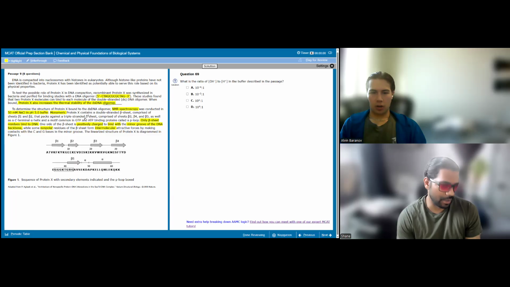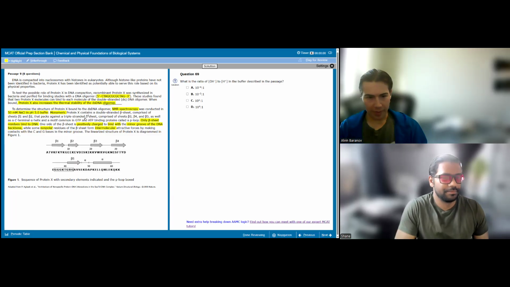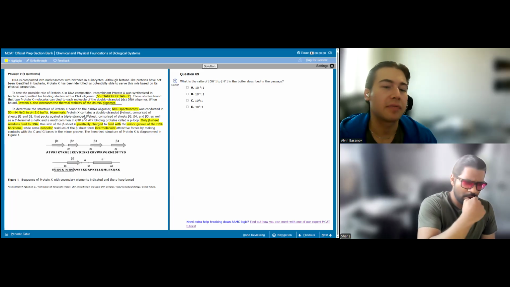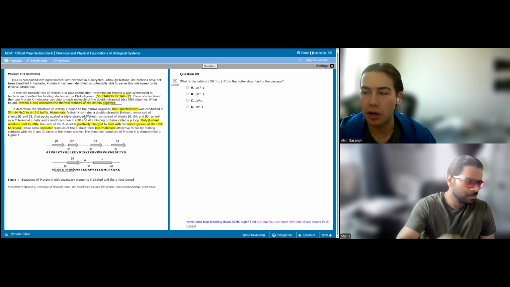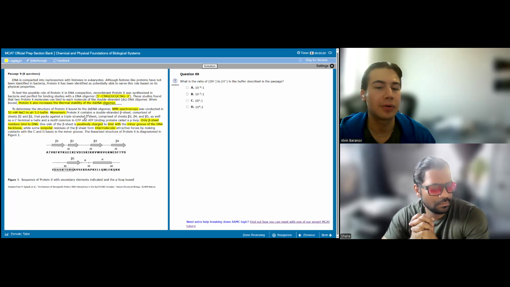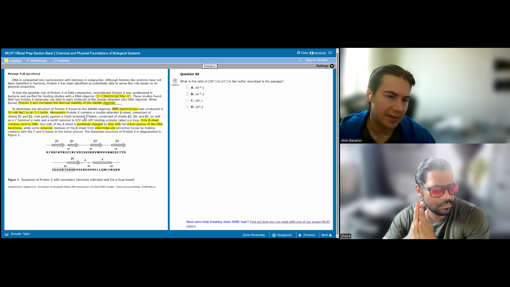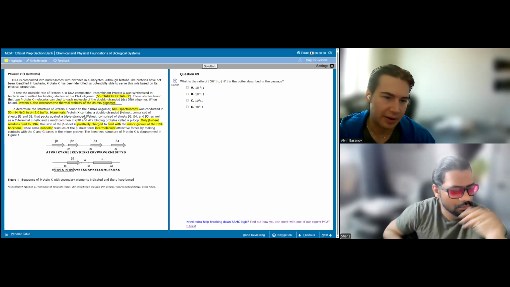Oh, and then, okay, go. Only beta sheet residues bind to DNA. One side of the beta sheet is positively charged to bind with the minor groove of the DNA backbone, while some nonpolar residues of the beta sheet form intermolecular attractive forces by making contact with the C and G bases in the minor groove. Linearized structure of protein X is diagrammed in figure 1.